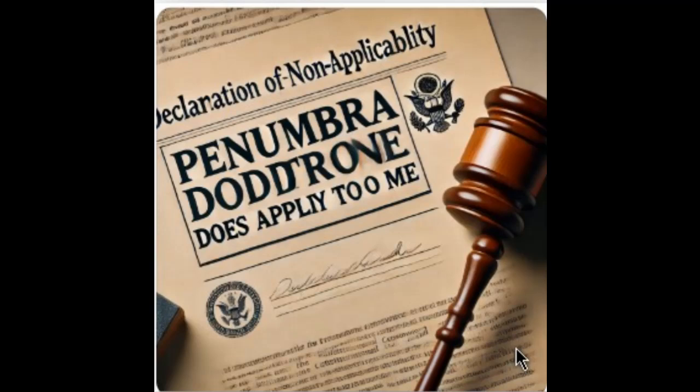Rejecting the Penumbra Doctrine's application. A notice and declaration stating that the Penumbra Doctrine does not apply is a formal assertion that an individual does not recognize or consent to its implied legal interpretations. This declaration can be used to challenge presumed legal authority based on implied rights rather than explicitly stated laws.